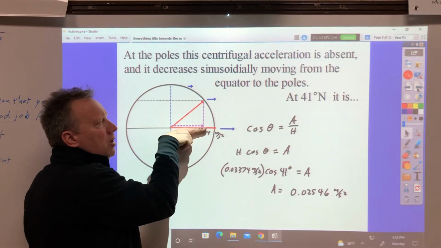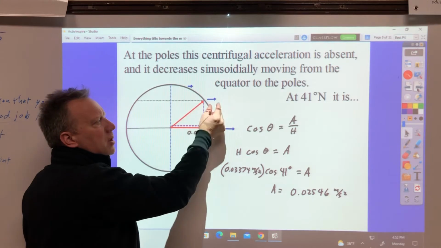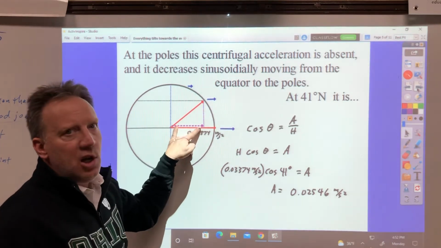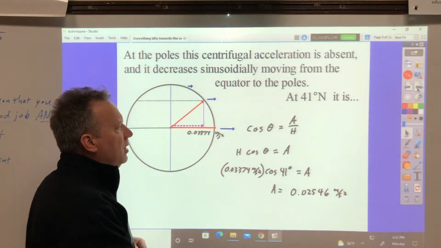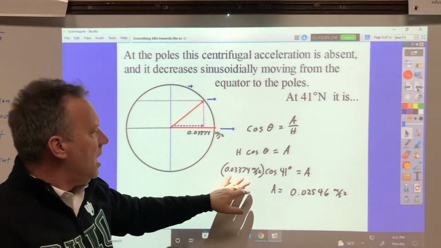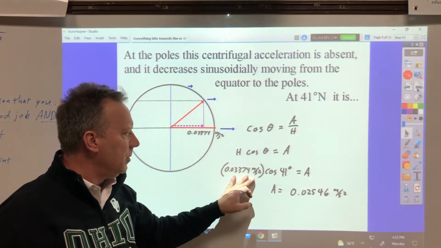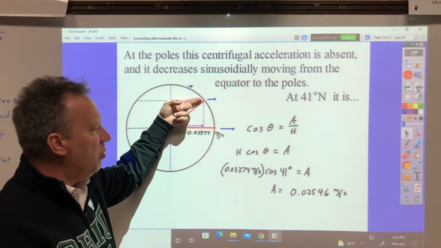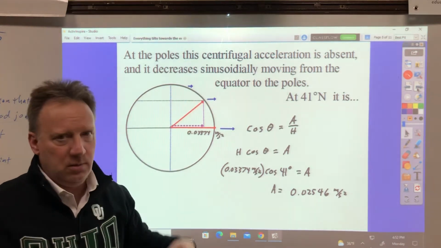But as you notice, if we go up in latitude to 41 degrees north, it's less. It's this side, this adjacent side of this triangle, and this is an angle of 41. So if we work cosine of theta is adjacent over hypotenuse, and we put in our centrifugal acceleration here and work it out, it's a lesser amount of 0.0254 meters per second squared here.